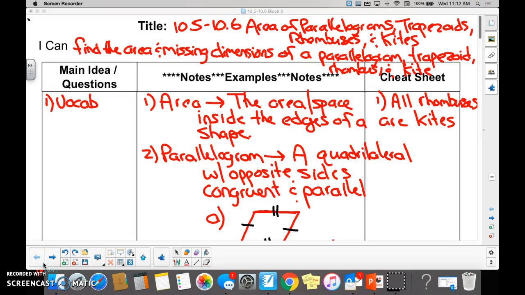10.5 to 10.6, area of parallelograms, trapezoids, rhombuses. I can find area and missing dimensions of parallelograms, trapezoids, rhombuses. Okay, cool. So again, there is a lot going on here in this particular lesson. We are finding areas, we are finding missing dimensions, and we even talked about Pythagorean theorem.